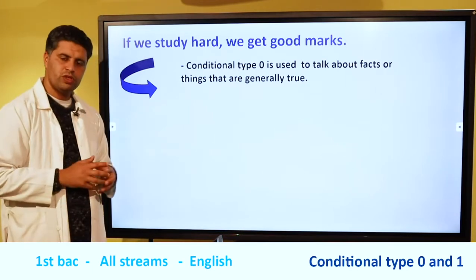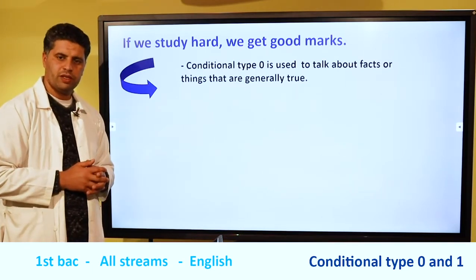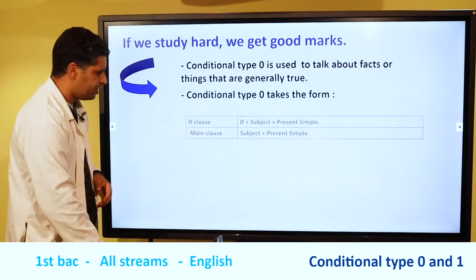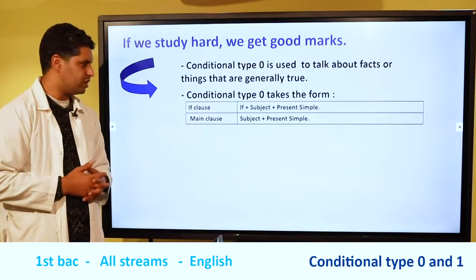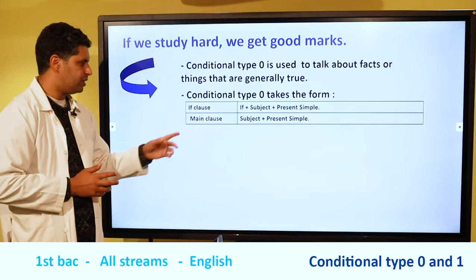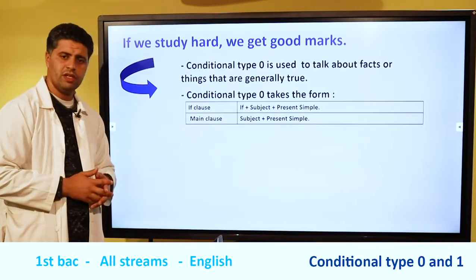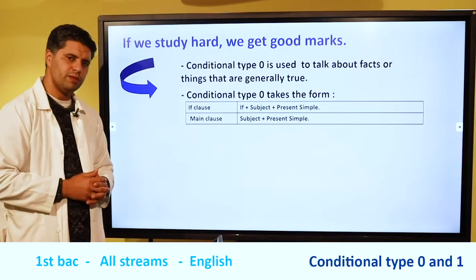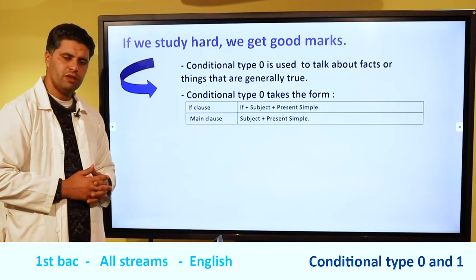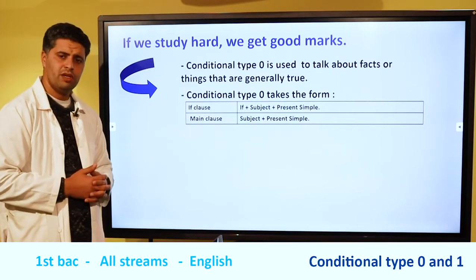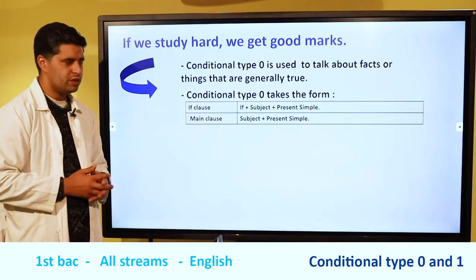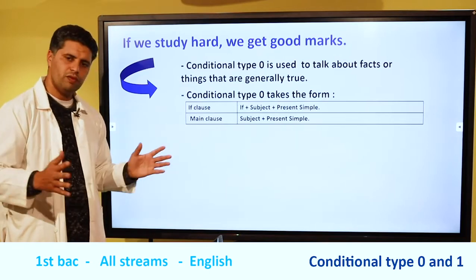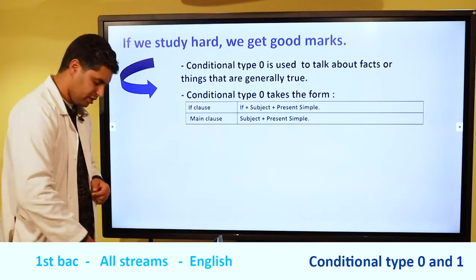Okay, so if you want to show this reality, if you want to show this fact, you may use the conditional type 0, in which we have, as you can see, two clauses. We have the if clause and we have the main clause. So the if clause consists of a conjunction plus subject plus the present simple, as you can see, and the main clause consists of a subject plus the present simple. So this one is the use of the conditional type 0, and this one is the form or the structure of the conditional type 0.